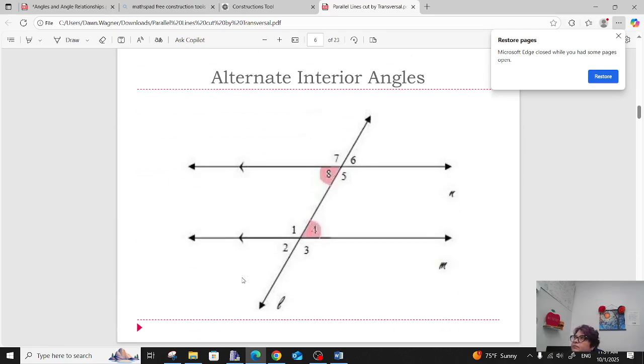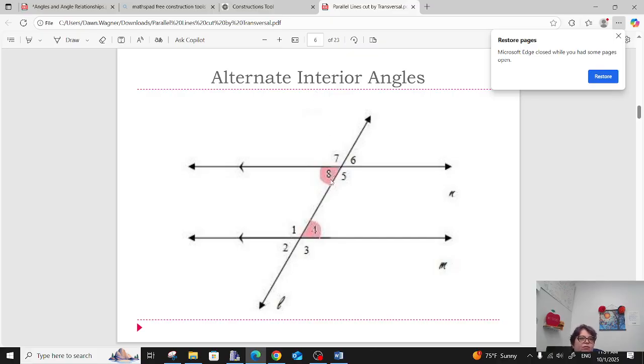Now, alternate interior. When you think of the interior of your house, is that on the inside or the outside? Inside. Notice, when I have parallel lines and I cut a transversal, I have 8 angles, right? 1, 2, 3, 4, 5, 6, 7, 8. These are the inside. So 1, 4, 5, and 8 are inside, so they are interior.